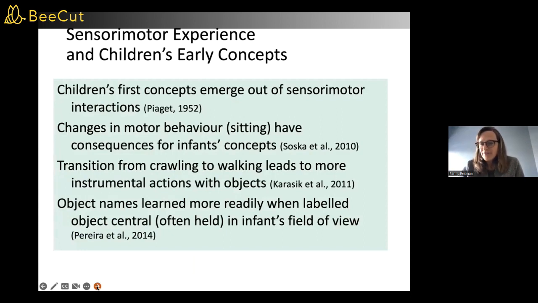So we know, as I said, from work by people like Piaget and the writing of Maria Montessori, that children's early concepts emerge out of sensorimotor interactions. And there are data from more recent decades showing some very interesting relationships. So, for instance, when a child becomes capable of sitting on their own, there are changes in their perception of objects, largely including perception of a third dimension of depth. And that's been shown in some really interesting perceptual experiments. The transition that children make from crawling to walking, we know leads to more instrumental actions with objects.